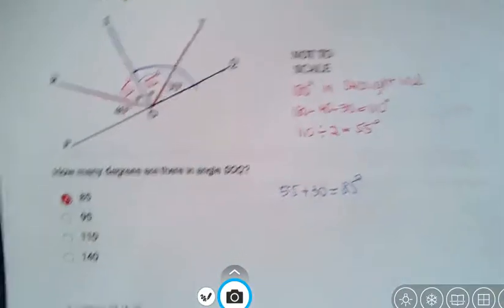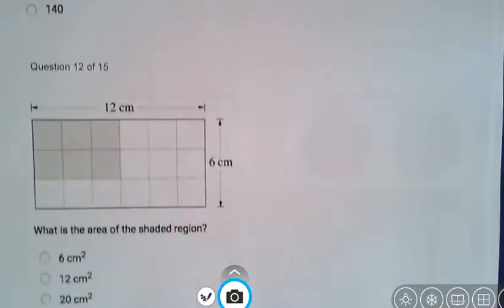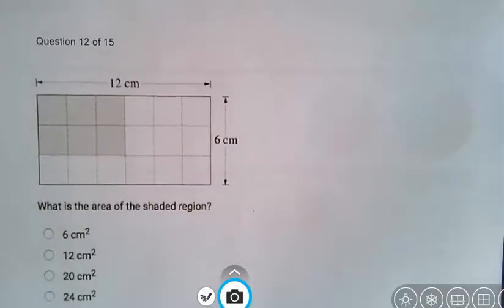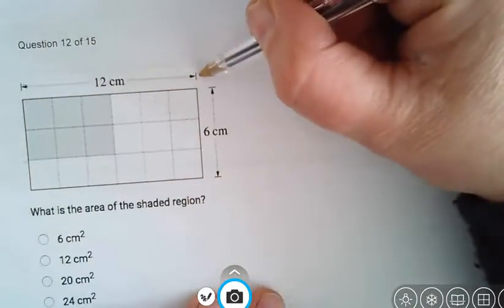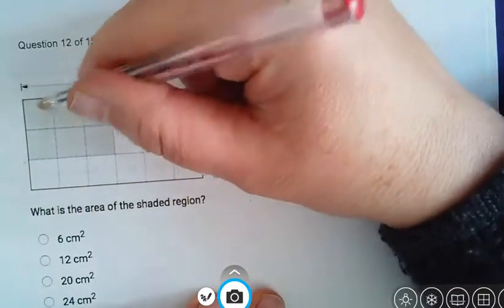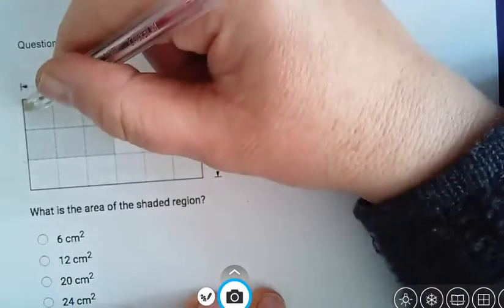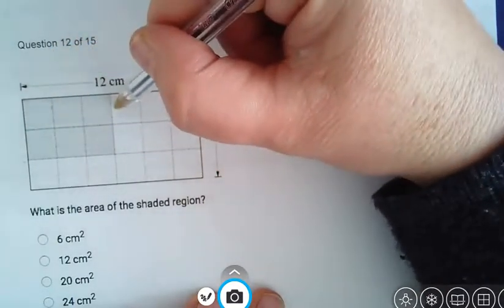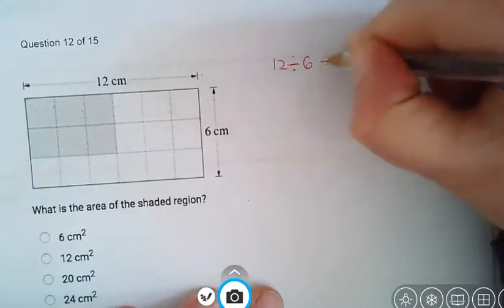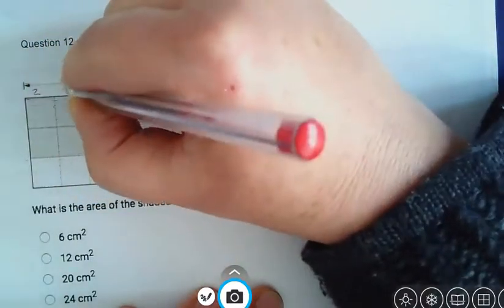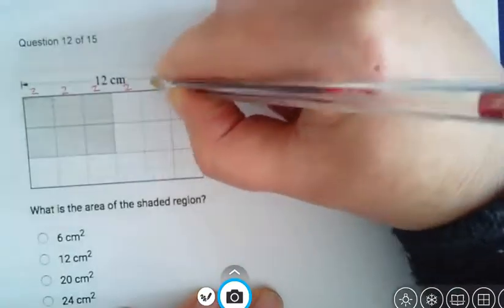Okay, now for question 12. It asks for the area of the shaded region. Now, we know that this length across here is 12. So we need to see how long the length of each square is. Now I've got 1, 2, 3, 4, 5, 6 squares. So I go 12 divided by 6 is 2. So each of these is 2 centimeters, and 2, 2, 2, 2.